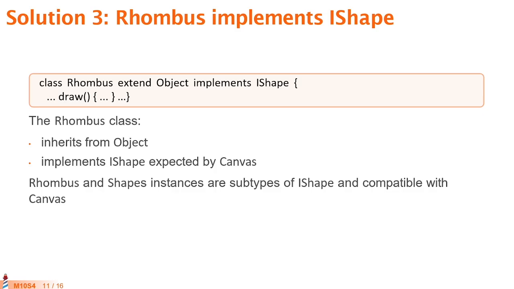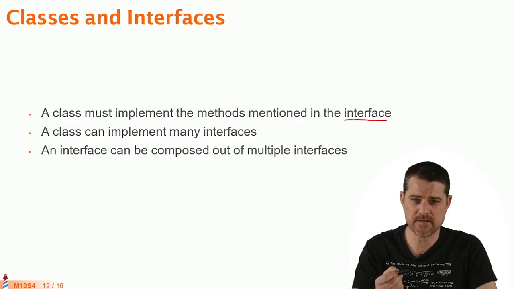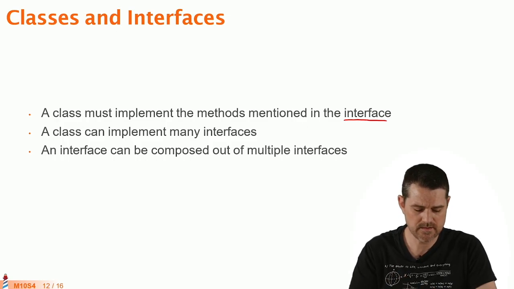So, given this design, it means that now I can implement a rhombus class that extends the object class and not the shape one, and implement the iShape interface. I must implement the draw method inside this class, and it will work perfectly from the client point of view, because now I can introduce some rhombus instances inside the collection in Canvas, and it will work perfectly with the Canvas. So a class must implement the method mentioned in the interface. This is what we saw. The draw method must be implemented in the class that implements the iShape interface.